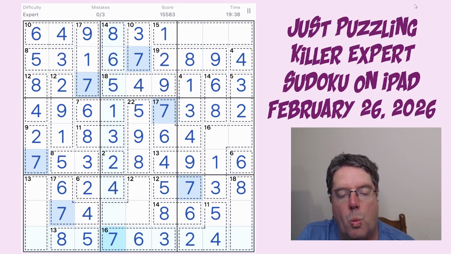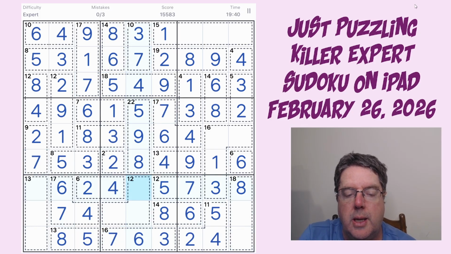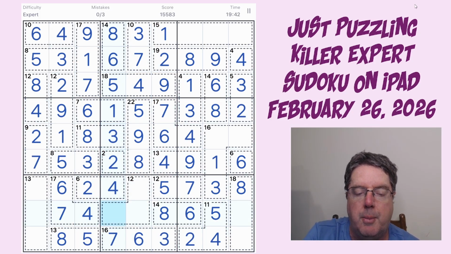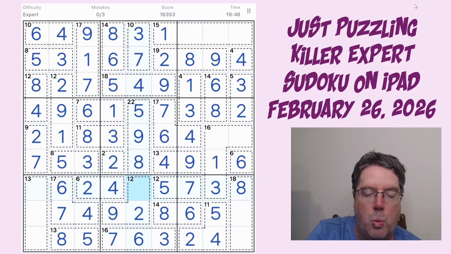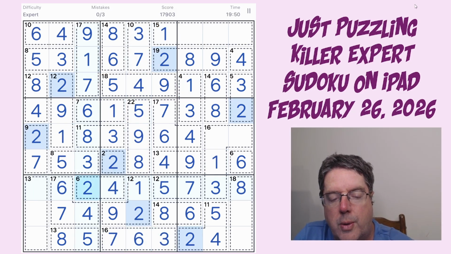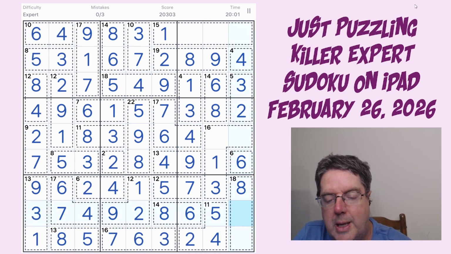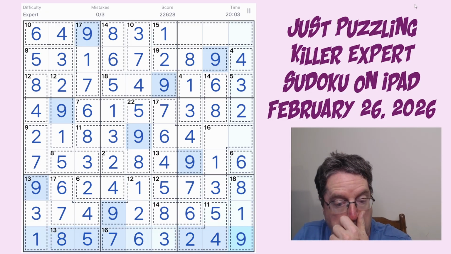So what have we got? 1, 2, 9 here, so 1 and 2 can't be here, so this has got to be a 9. 2 comes across here, so this is a 2, leaving this to be a 1. 1, 2, 3, 4, 5, 6, 7, 8, 9, so 9 is there, 3 can't be there, so this is a 3, leaving this to be a 1. 1 comes across here, so this is a 1 here, leaving this to be a 9.